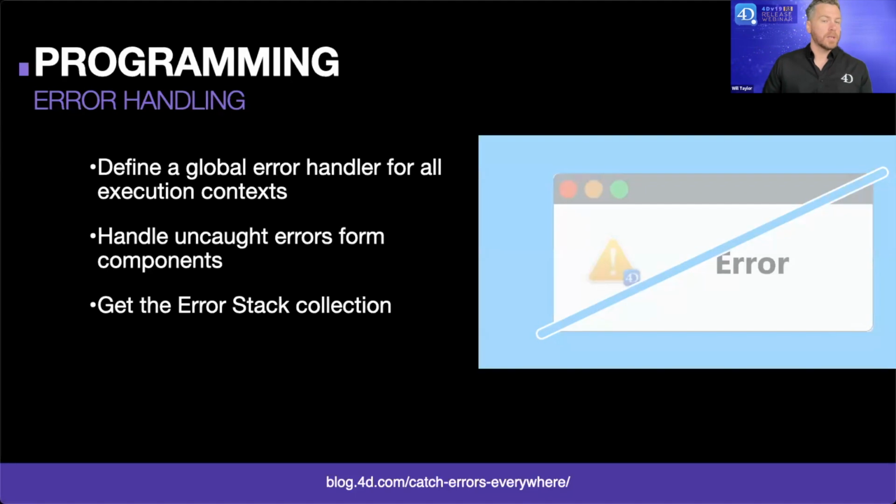19R8 brings new possibilities to error handling. Now you can define a global error handler that will be effective for all execution contexts, like processes, workers, computed attributes, or functions, what have you. This way, if you do not define a local error handler in a new process or worker, the global error handler will be invoked automatically if an error happens in the application. This means that there are no more error dialogs displayed on the server and no more uncaught errors.